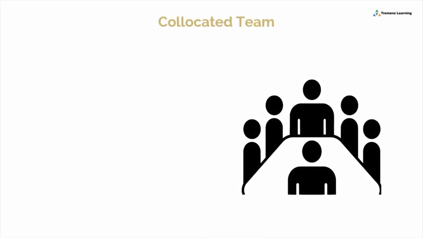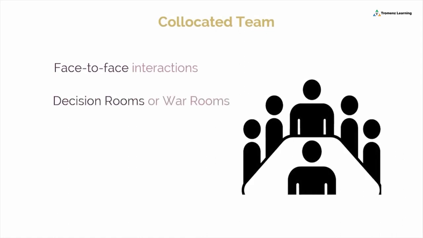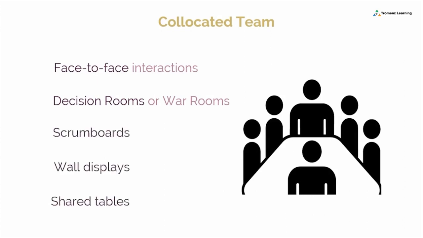There are collaboration tools that can be used for co-located or distributed items. For co-located teams, those working in the same office, a preferred collaboration tool is face-to-face communications. Co-located teams can also use decision rooms or war rooms, scrum boards, wall displays, shared tables, and so on.